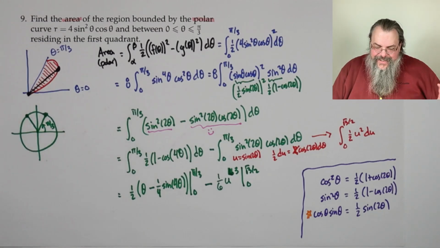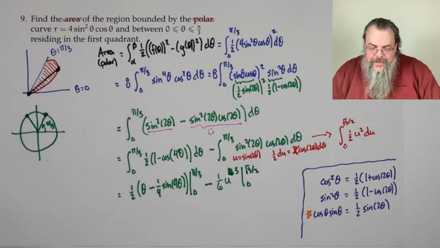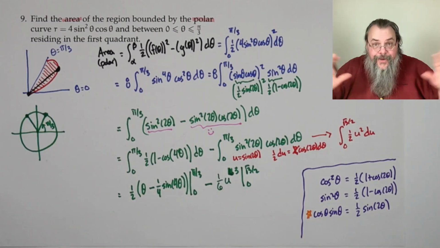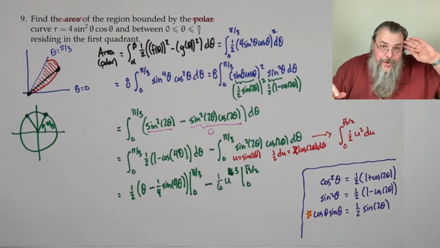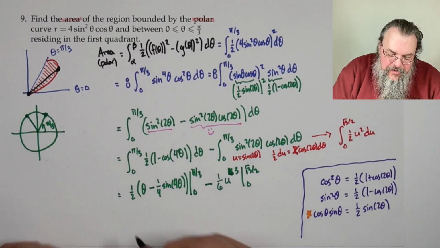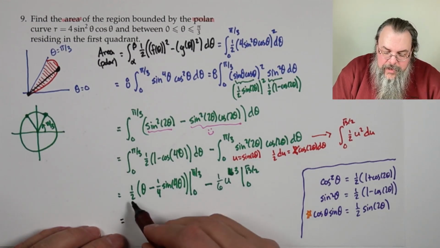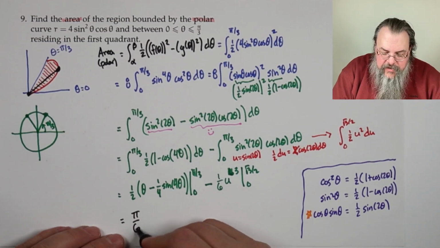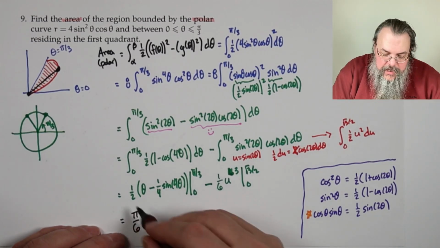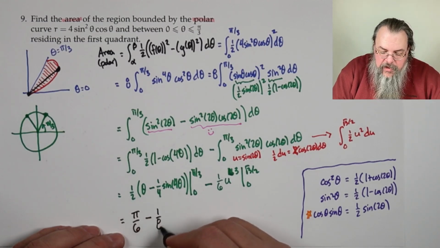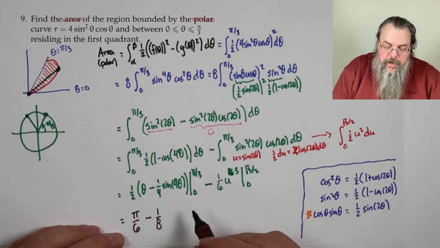Okay, all right. Good news. Plug in 0, plug in 0, plug in 0. It's all 0. Whew! Which means we just need to plug in our upper bounds. So we have 1/2 times pi over 3, pi over 6, minus 1/2 times 1/4 is 1/8, sine of 4 pi over 3.